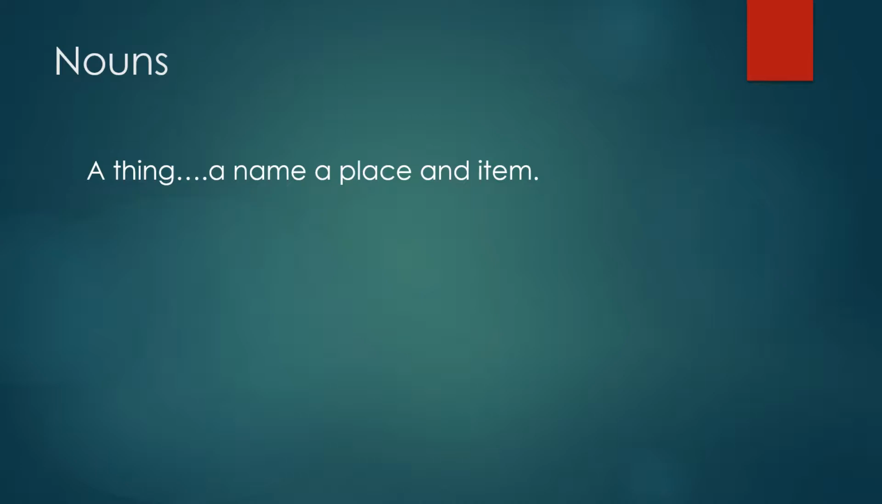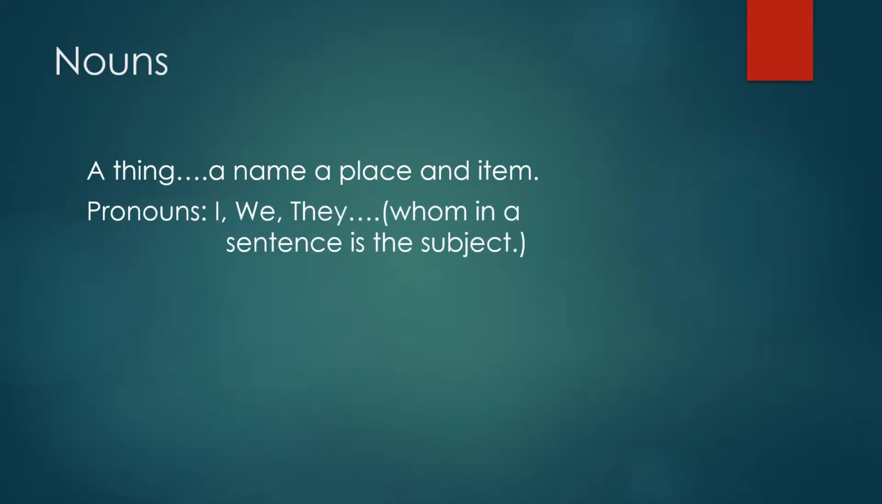Okay, there is a subset of nouns that we call pronouns, and these essentially are words like I, we, they, it, and these are things that help us recognize within a sentence who the subject of that sentence is, whether it's about an individual, a group, or a specific item.